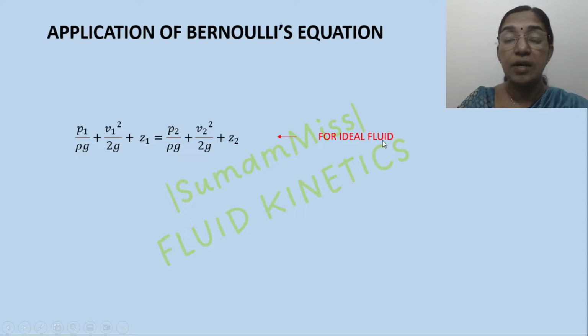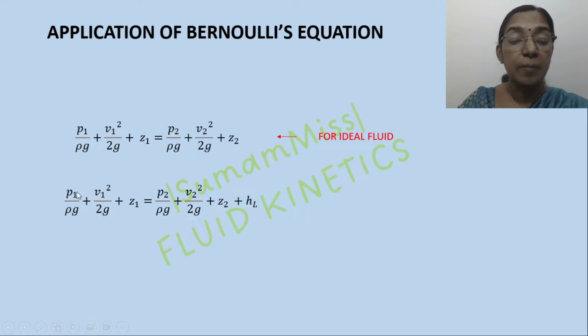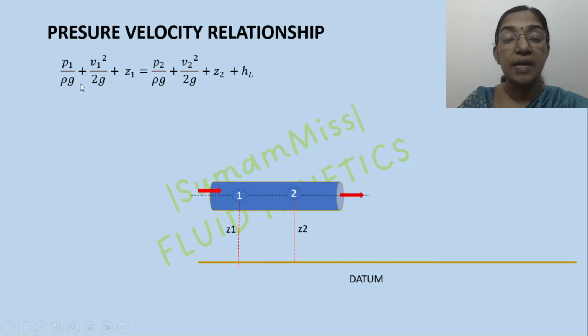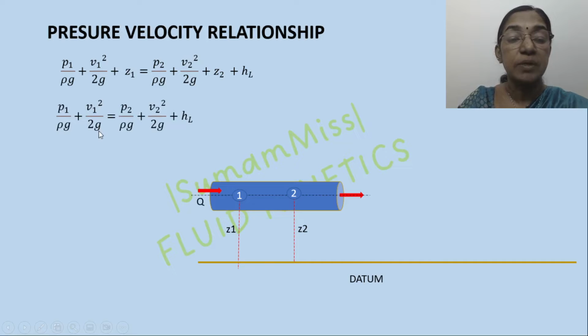For ideal fluid there is no viscosity, that means there is no loss. Whereas for real fluids, if you are balancing the energy between the two sections, total energy at section 1 equals total energy at section 2 plus head loss. If you apply Bernoulli's equation for a horizontal pipe and balance the energy between the two sections, these two sections are equidistant from the datum, so Z1 equals Z2. We can write this expression as P1 by rho g plus V1 square by 2g equals P2 by rho g plus V2 square by 2g plus HL.